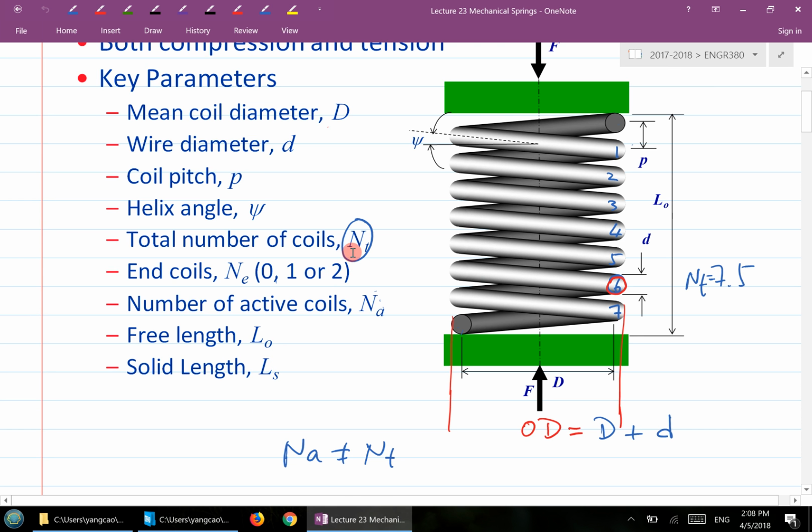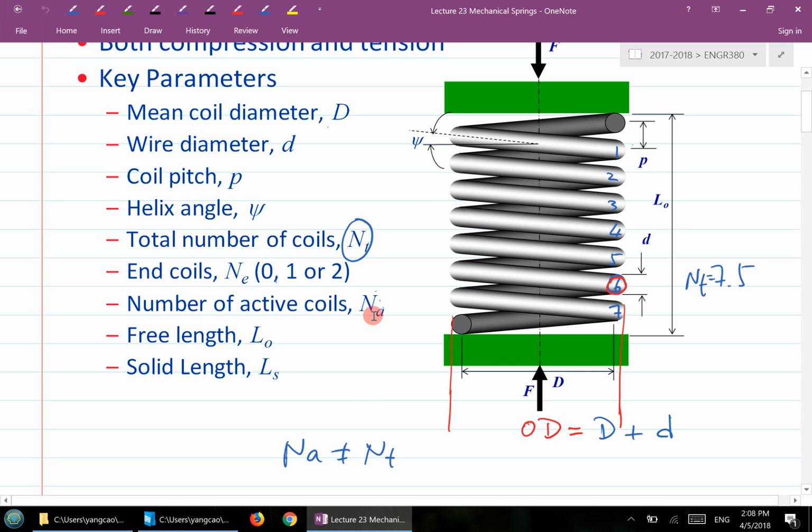Total number of coils, as I mentioned in the last lecture. You have got to be able to know how to count the total number of coils for a given mechanical spring. And how do you count? Whenever you go 360 degrees or one turn, that's one coil basically. And there's also another concept called the number of active coils. So the number of active coils has to be different from NT. Well, depends, right? Only one condition is the same.